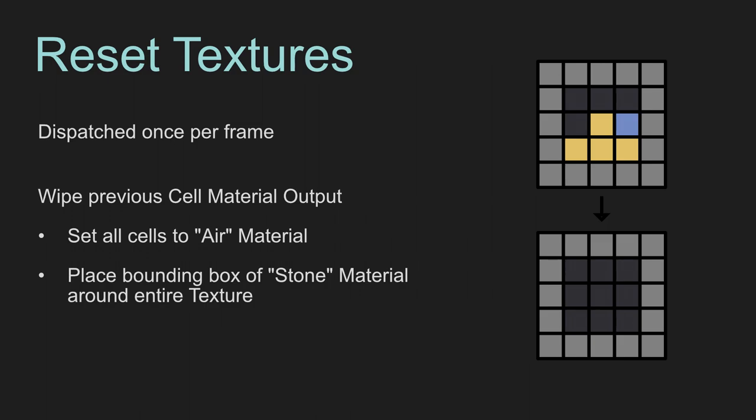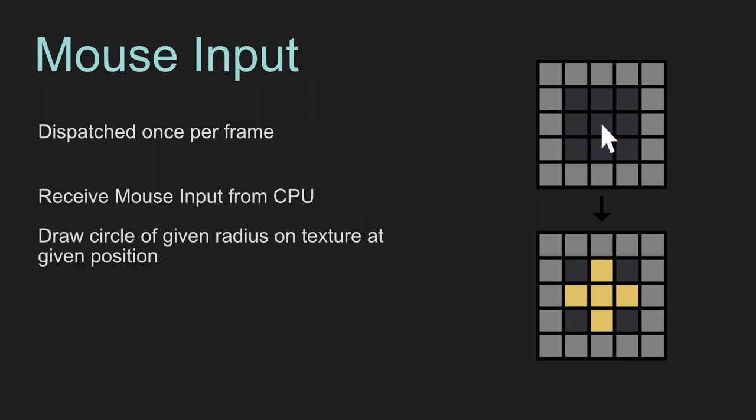This kernel also places a 1-cell thick boundary of solid stone around the entire texture. This is useful for testing and debugging, since I haven't implemented any world generation yet. Mouse input kernel. This works alongside the C# orchestrator to process paintbrush-style drawing of materials into the game.